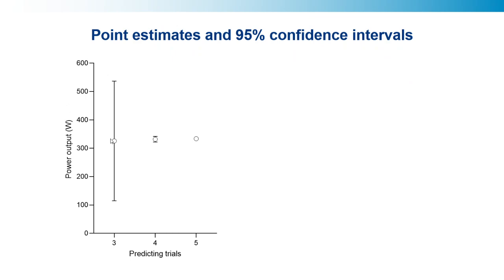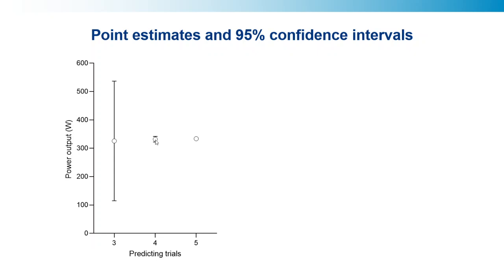Now the cost is not necessarily in the point estimate, which is what you see here. So what I've got is power output in watts against the number of predicting trials used. And you can see the parameter estimates are actually pretty similar. There's about a 5 watt drop off in this case for the 3 predicting trials. And then these 2 are essentially identical.